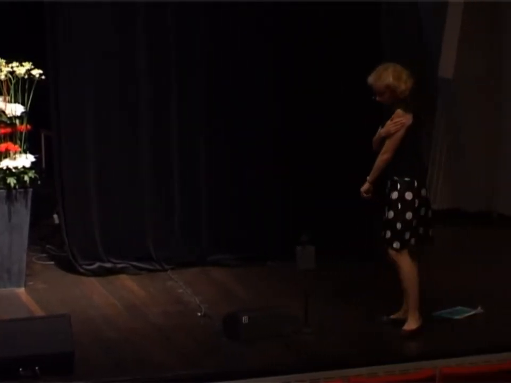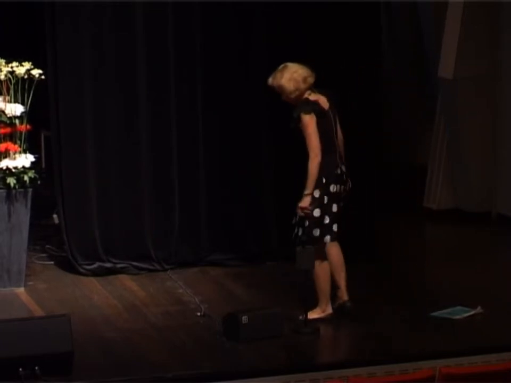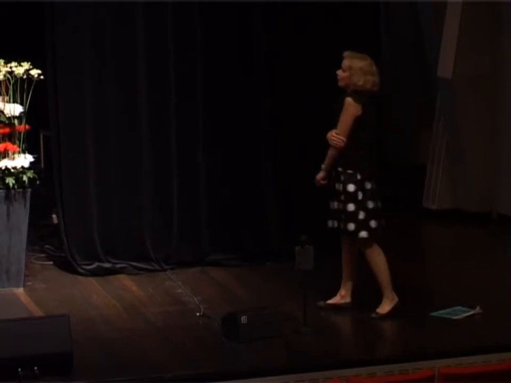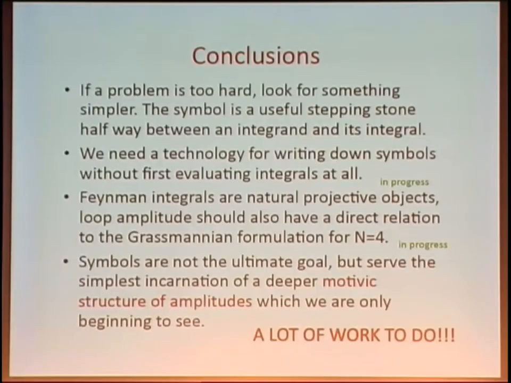I also think, just to conclude, that symbols are great. We love symbols. We've learned a lot here, but maybe the symbols are not the ultimate goal, and this is the simplest incarnation of a deeper motivic structure of amplitudes. So maybe if we really understand, and there are many people who understand both the N=4 Yang-Mills story and the theory of motives, this is a starting point which we are only beginning to see. We'll learn a lot more. It's very exciting, and there's a lot of work to be done. So I'll stop now.